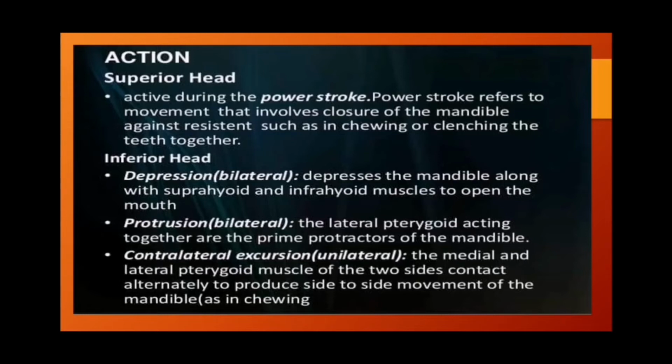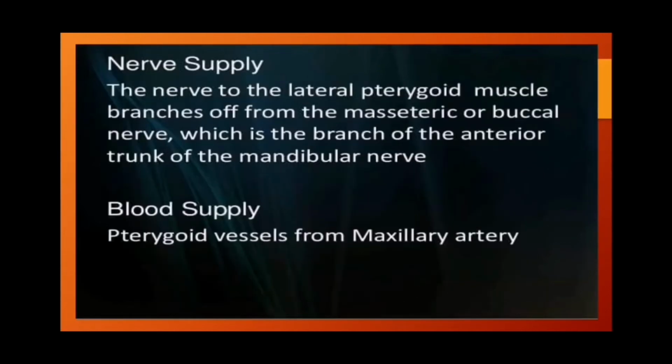Depression: depresses the mandible along with the suprahyoid and infrahyoid muscles to open the mouth. Protrusion: the lateral pterygoids acting together are the prime protractors of the mandible. Contralateral excursion, unilateral: the medial and lateral pterygoid muscles of the two sides contract alternately to produce side-by-side movement of the mandible, as in chewing. Nerve supply of the lateral pterygoid muscle: the nerve branches off from the masseteric or buccal nerve, which is a branch of the anterior trunk of the mandibular nerve. Blood supply: pterygoid vessels from the maxillary artery, a branch of the external carotid artery.